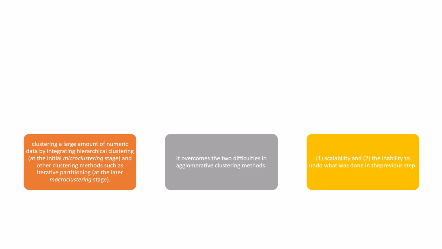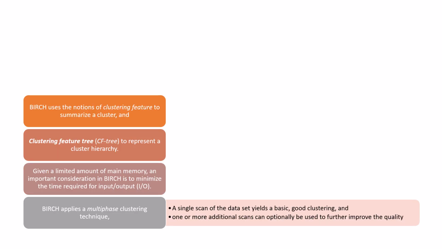Clustering a large amount of numeric data by integrating hierarchical clustering and other clustering methods such as iterative partitioning. It overcomes the two difficulties in agglomerative clustering methods. Number one, scalability. Number two, the inability to undo what was done in the previous step. Multi-phase hierarchical clustering using clustering feature tree: Balanced Iterative Reducing and Clustering using Hierarchies.